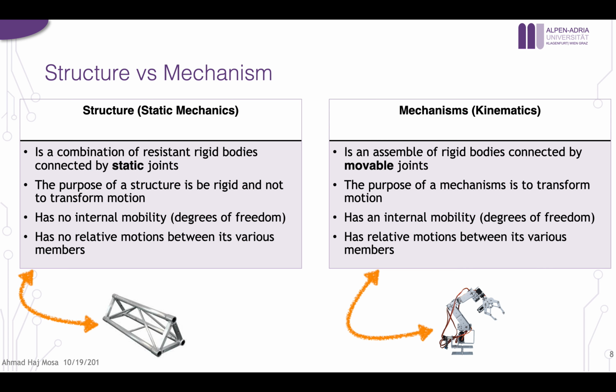So there is no exchange in mobility internally in this basically machine. Now regarding mechanism, which is more about the kinematics, as I said, there are also different rigid bodies. They are called links, as we'll see later. They are connected with joints, but with movable joints. And the purpose of a mechanism is to transfer motion from one link to another link. It has internal mobility, of course, and has relative motions between its various members, as we will see later.